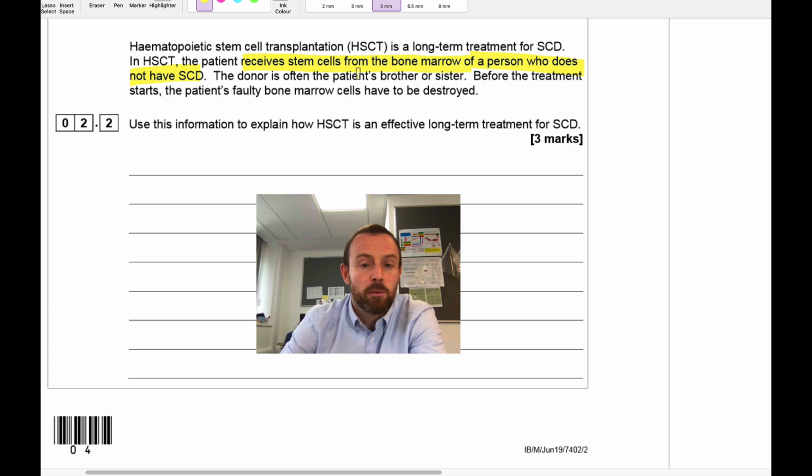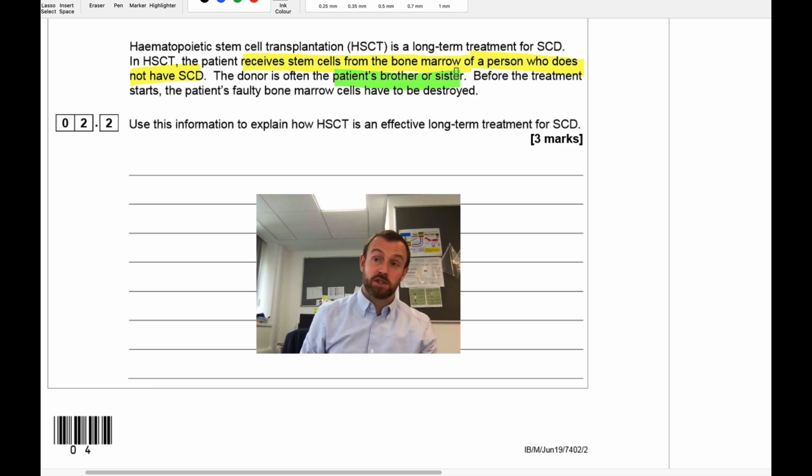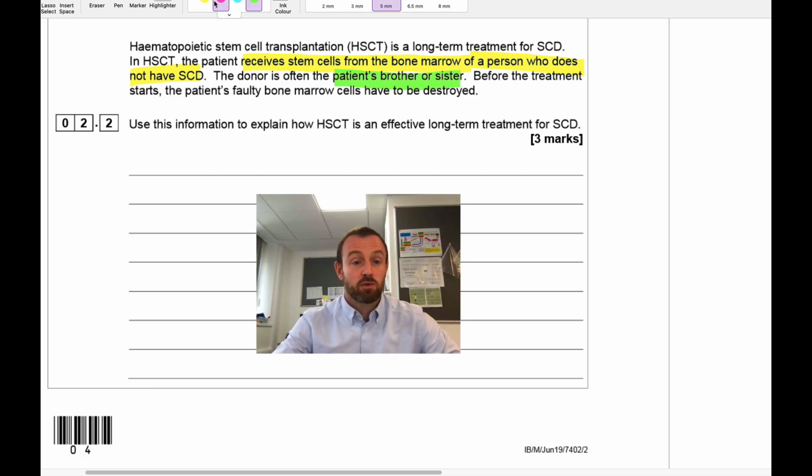The donor is often the patient's brother or sister. We should also be thinking, okay, why is that? It would be to minimize the chance of the bone marrow being rejected, get a tissue match. Before the treatment starts, the patient's faulty bone marrow cells have to be destroyed. You should also be thinking, why is that?